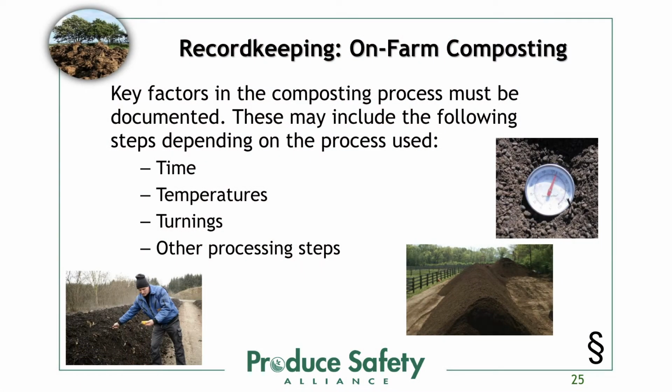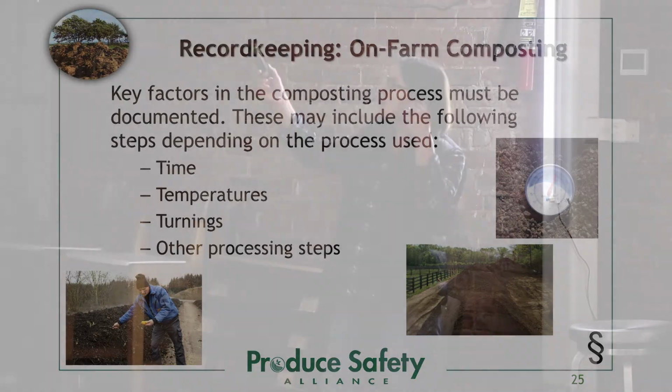So record keeping for on-farm composting, the key factors in that process must be documented. So we went through the times and temperatures for both the static pile and the aerated pile. And so you want to keep the time that that pile was up to temperature when you started that pile, and then the temperature. So you're going to take that temperature and make sure that either that 3-day window you were above that 131, or within that 15-day period you maintain that 131 degree temperature throughout. Then if you're doing the turning for that aerated pile, you want to make sure that you've documented you've done at least those 5 turnings.